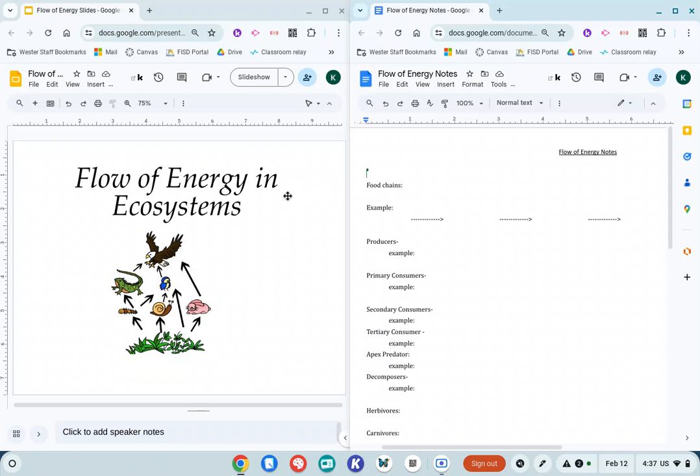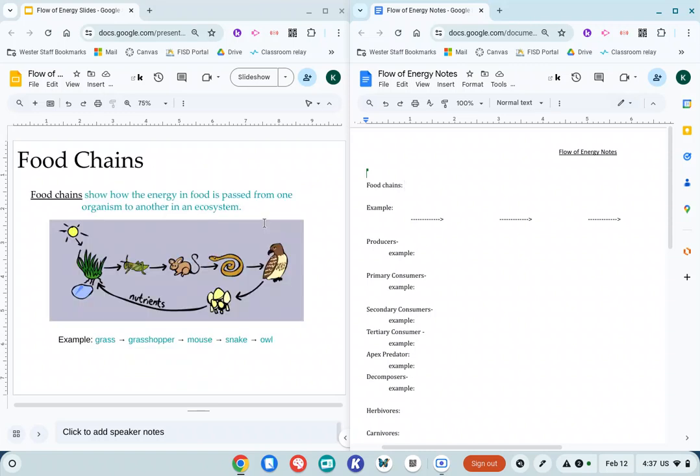All right. So I have it split screen. I would have this slideshow up on the screen, but we're gonna make it work. So follow along with me.